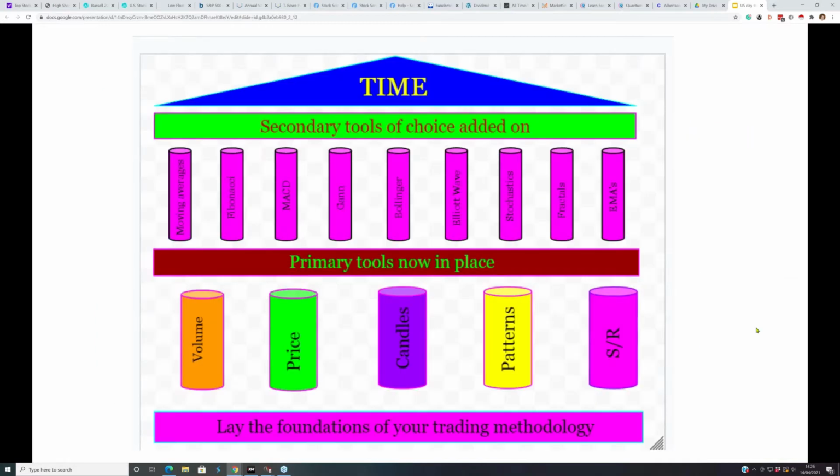For those of you who've seen this before, as you know, VPA has five elements. There's obviously the volume and the price. We use candles; some people like to use bars, candles, and chart patterns. And of course, the all-important support and resistance. It's like your house, it's your foundations, and on the top you can put whatever you like. You can use standard indicators, moving averages, fractals, of which there are a multitude.